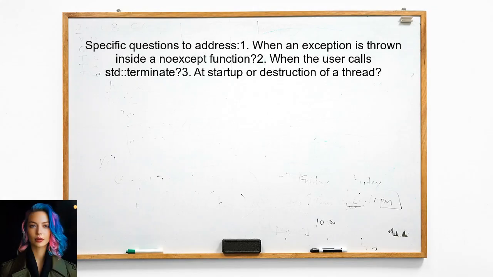Let's dive into the specific questions that have been raised. First, when an exception is thrown inside a noexcept function, where does the terminate handler get called? Second, what happens when the user explicitly calls terminate? And finally, does it get called at the startup or destruction of a thread? These are crucial points to understand.